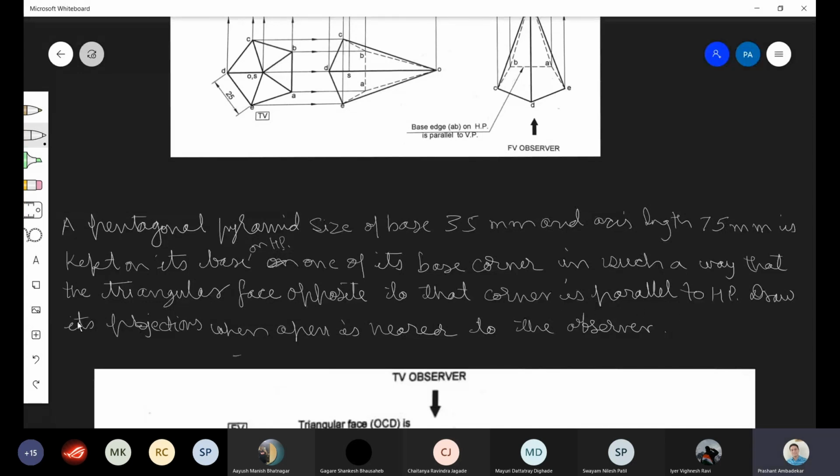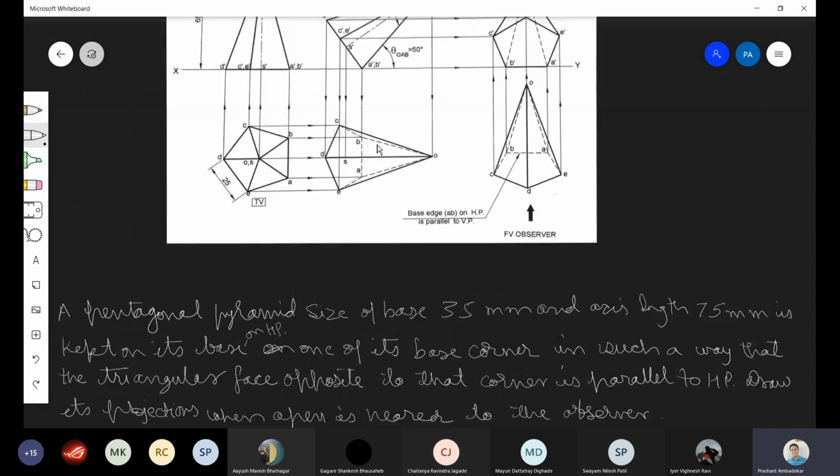Then in the second stage what you have to do? Draw its projections when the apex is near to the observer. Suppose ऐसा कुछ आ गया. Okay, second stage में ऐसे आ जाएगा. Then apex is near the observer. मतलब ये point कहाँ पर है? यहाँ पर. So it will come towards the observer like this here. So you have to rotate it like this so that its apex is nearer to the observer.